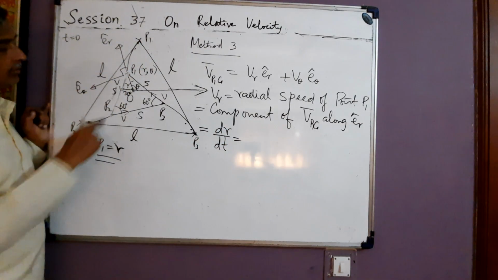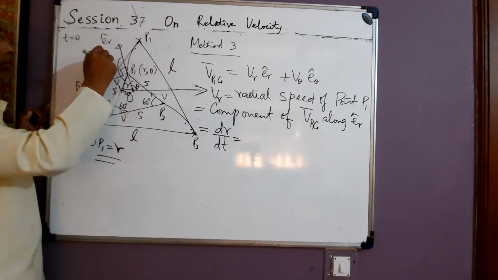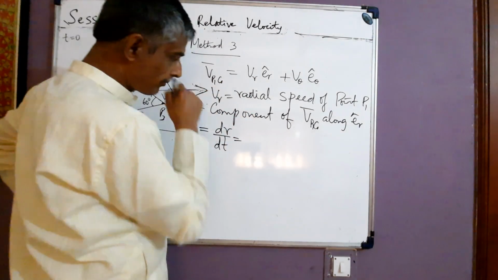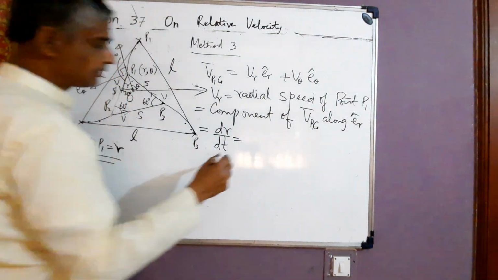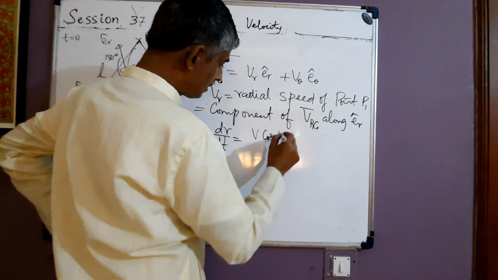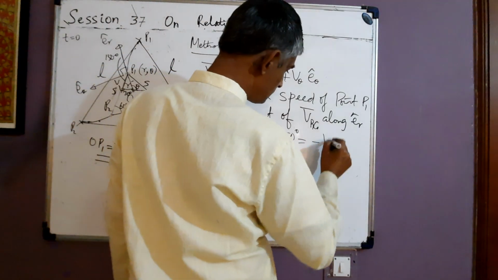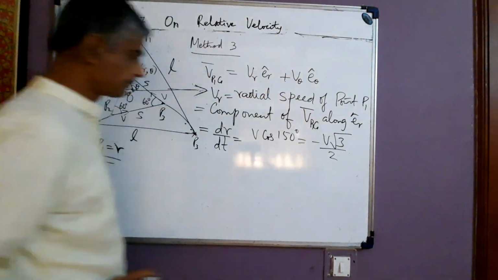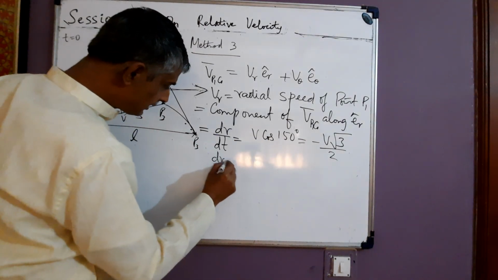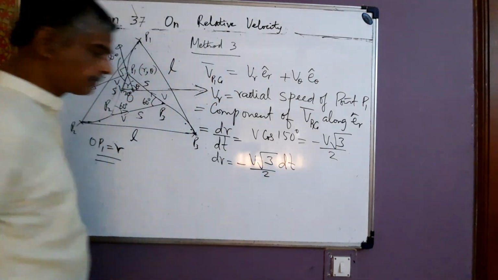So V is at this 30 degrees, ER is this one. So Vp1g makes an angle of 150 degrees with the unit vector ER. So this component will be written as V cos 150 degrees, from the definition of the component of a vector. Cos 150 degrees is minus root 3 by 2. So we get dr is equal to minus V root 3 by 2 into dt.